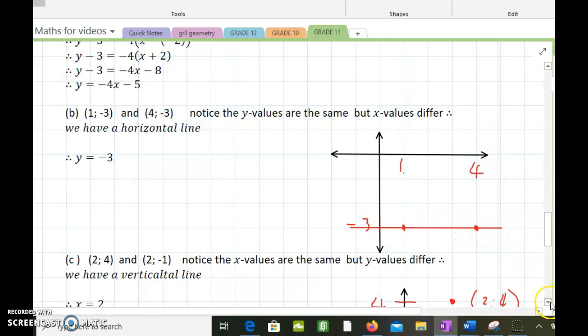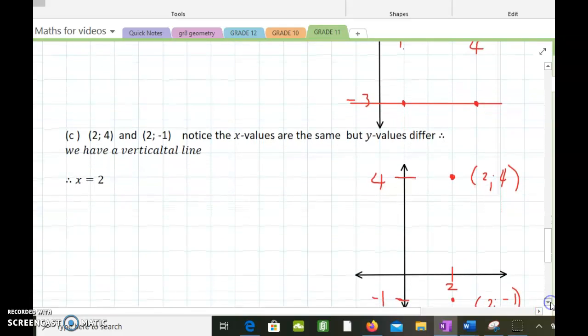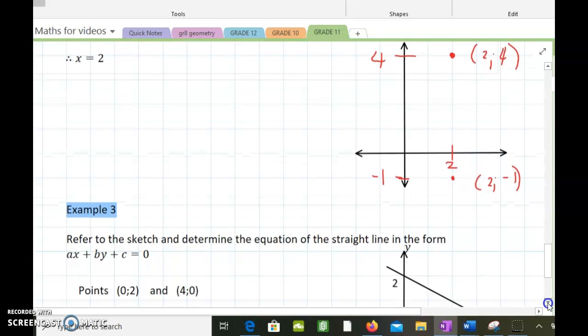Let's look at the next one. Determine the equation of the line passing through these 2 points. Notice here that the x values are the same, but y differs. So we have a vertical line. When the x values are the same, we have a vertical line. Let's plot those points. X is 2, y is 4. X is 2, y is -1. Note they lie on the same vertical line, cutting the x-axis at 2. X remains 2 all along that line. Therefore, the equation of that line is x equal to 2. Let's look at our last and final example.